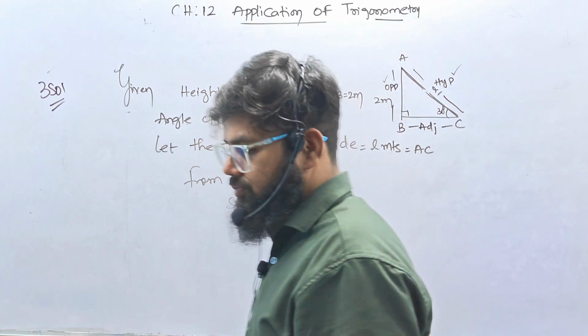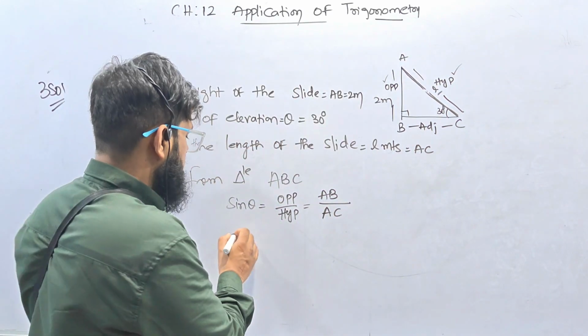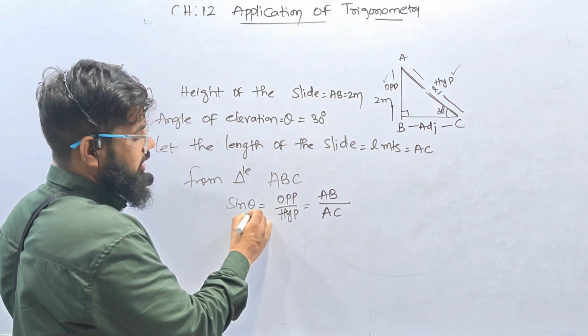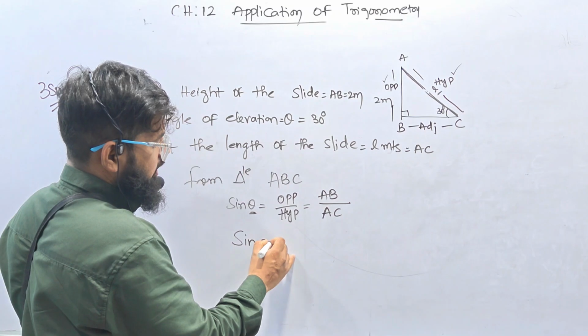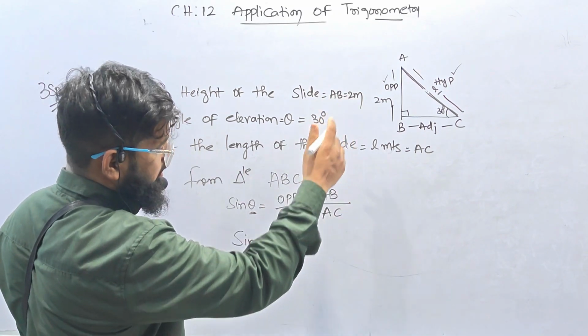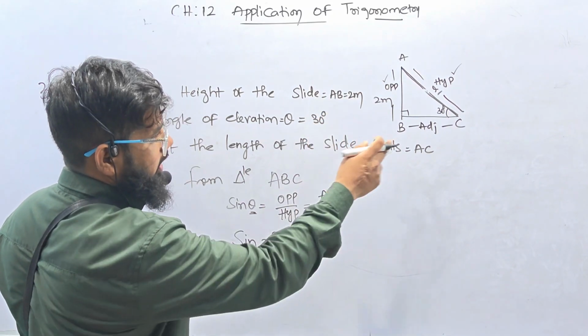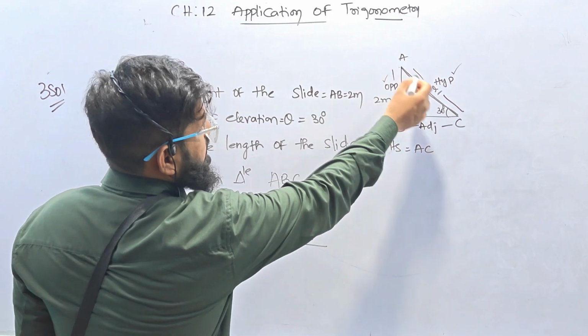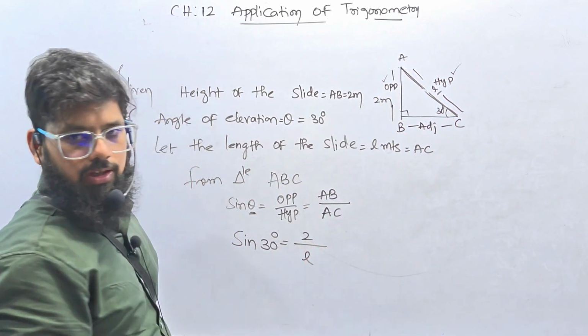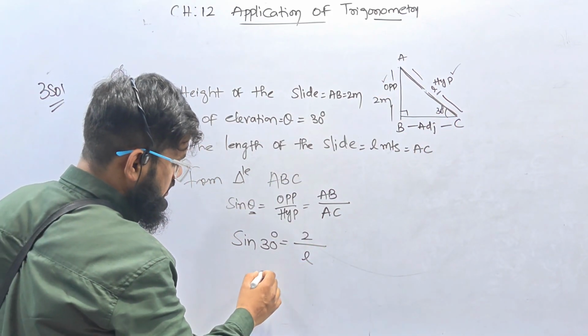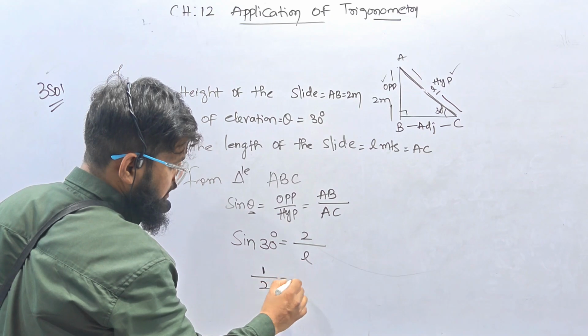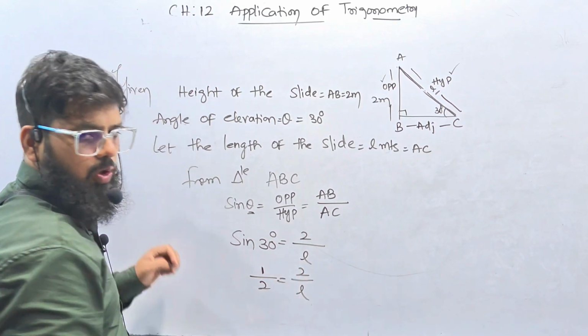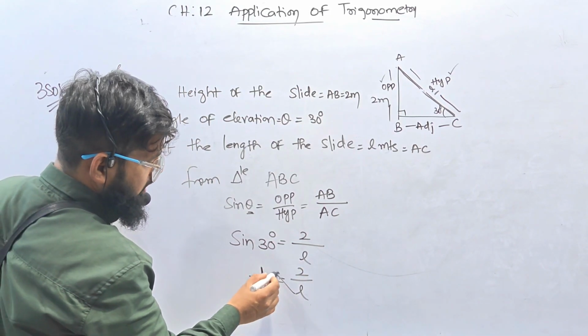Now look here, how many degrees have they given in the place of theta? 30. So sin 30 is equal to AB by AC. AB is how much? 2. AC we don't know, we need to find that, that is L. Sin 30 is 1 by 2, so 1 by 2 is equal to 2 by L. Now do cross multiplication.